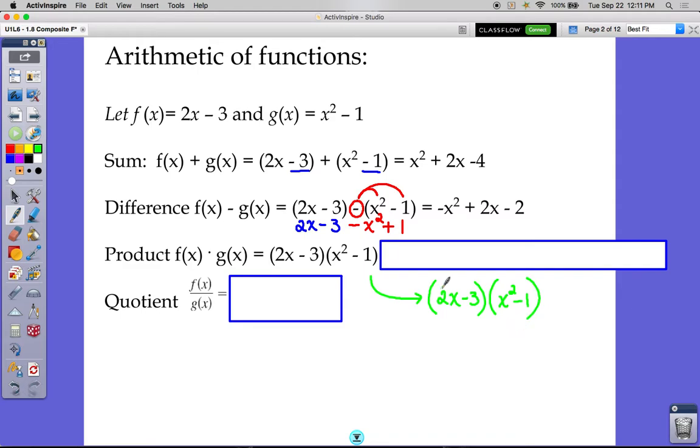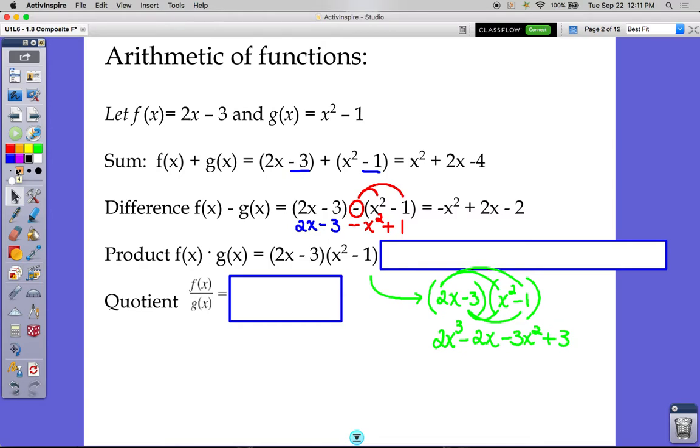When I FOIL, I get 2x times x squared, so 2x cubed. Then I'm going to get 2x times negative 1, which is minus 2x. Then negative 3 times x squared, negative 3x squared. And then negative 3 times negative 1 is plus 3. Could have skipped that step, because when I look closely, there's really nothing that combines. No like terms when I'm done.